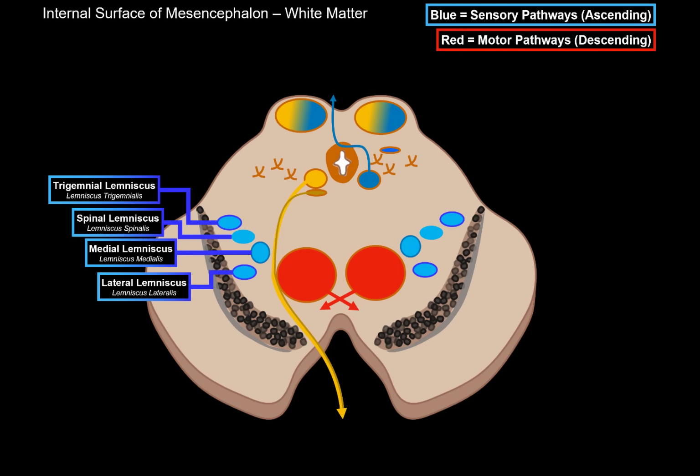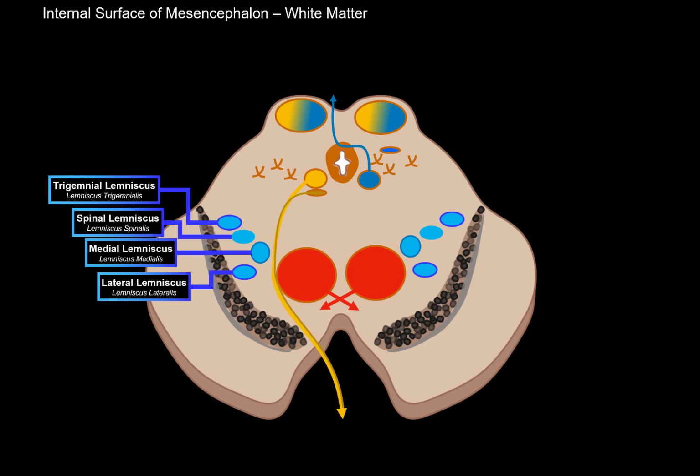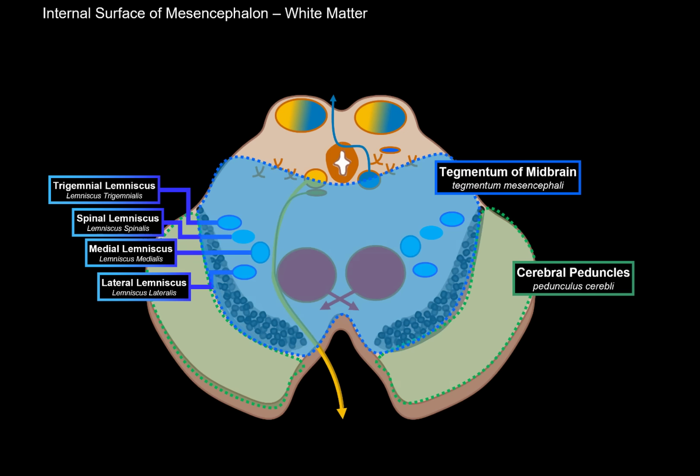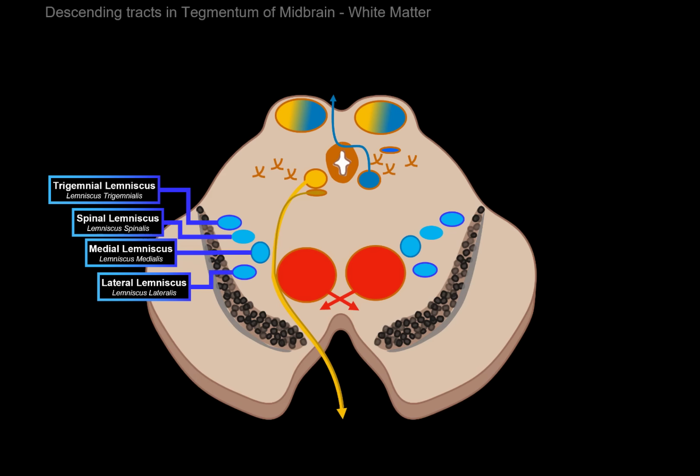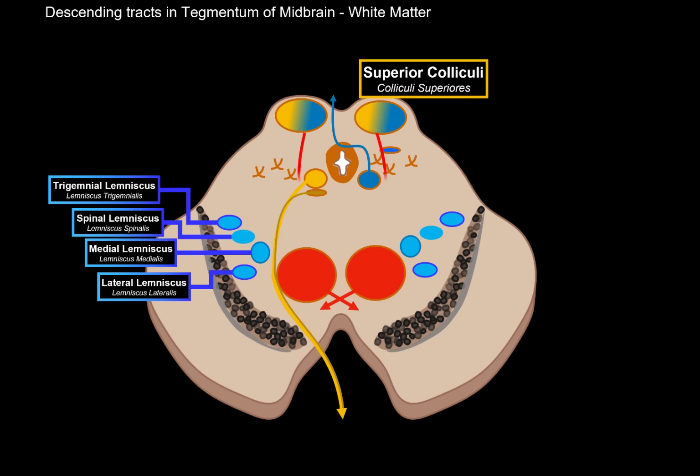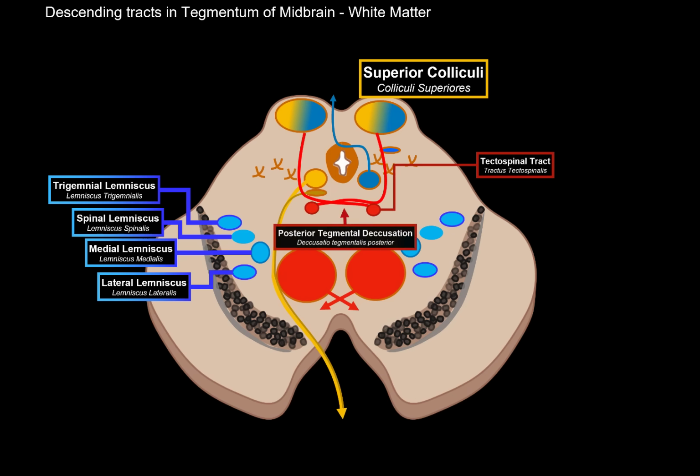Now, let's do all the descending tracts we find here. The descending tracts of the mesencephalon are arranged along the cerebral peduncles and the tegmentum of the midbrain, and we will do the tegmentum first and then go over the cerebral peduncles. The first one is a tract that comes from the superior colliculus, and that tract will decussate as the posterior tegmental decussation and then descend as the tectospinal tract.